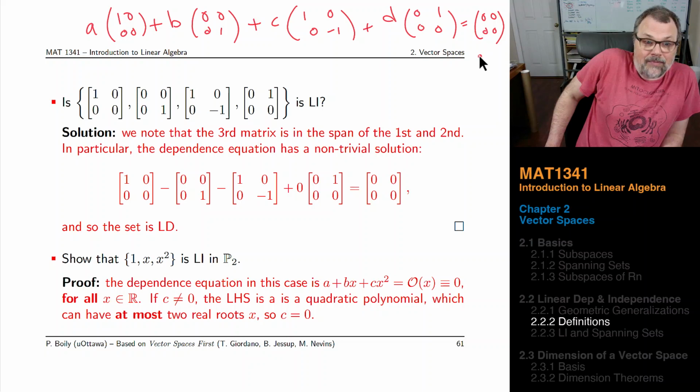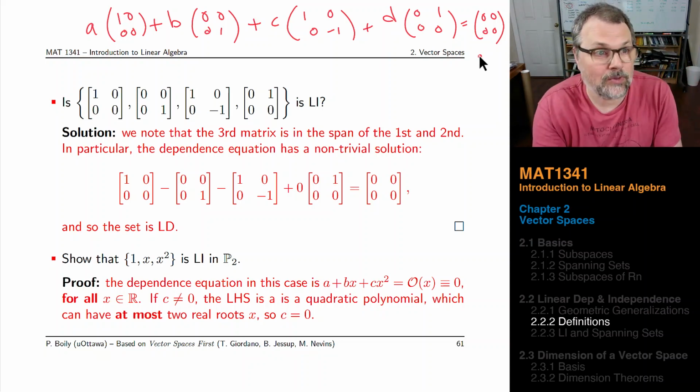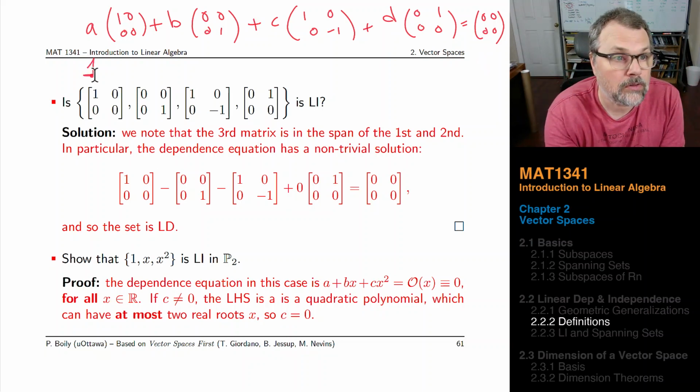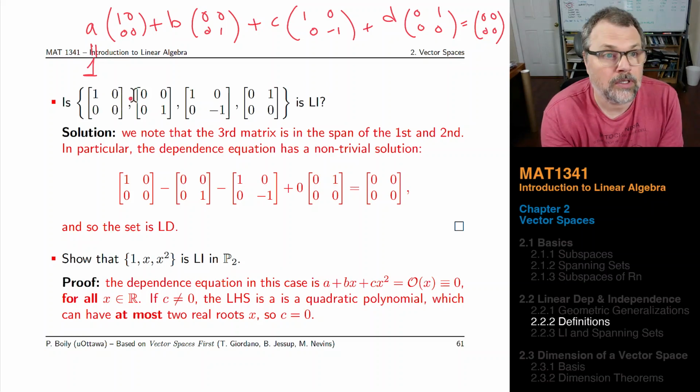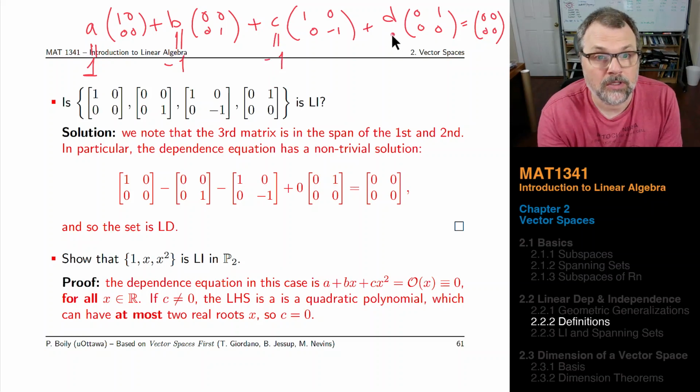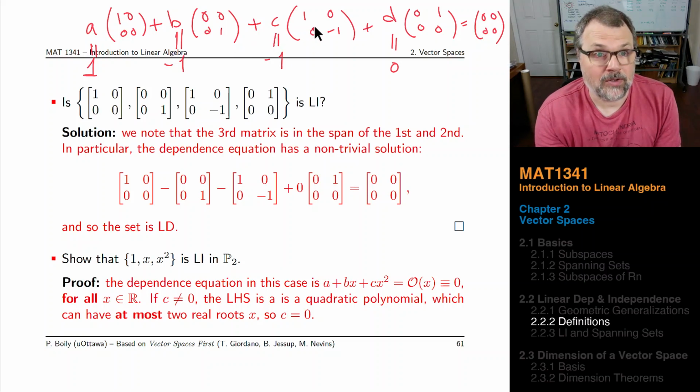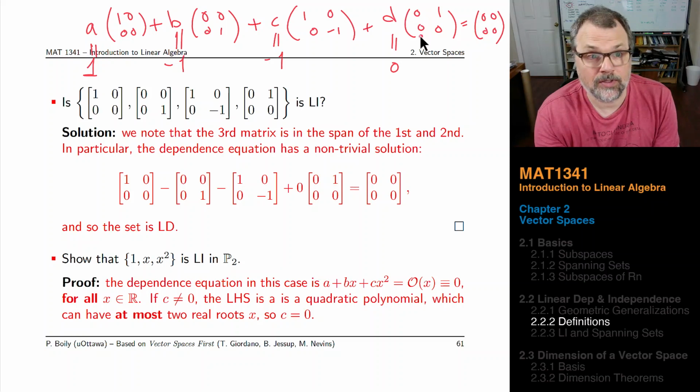Well, as it happens, it turns out that if A is equal to 1 and B is equal to minus 1 and C is equal to minus 1 and D is equal to 0, then we have 1, 0, 0, 0 minus 0, 0, 0, 1 minus 1, 0, 0, minus 1 plus 0, 0, 1, 0, 0, and that's going to give us, well, what?